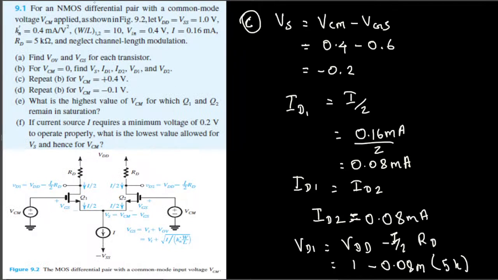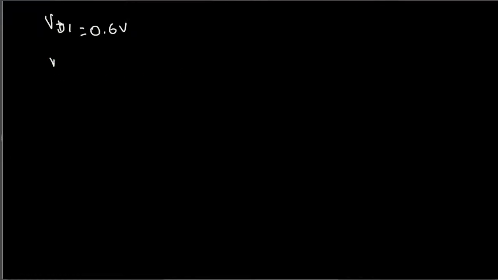The next one is VD2, and if you look at VD1 and VD2, it's going to be exactly the same, because VDD is the same value, RD is the same value, and the current is also the same value. So VD1 must be equal to VD2. Therefore, VD2 is also 0.6 volts. And that's it for part C.